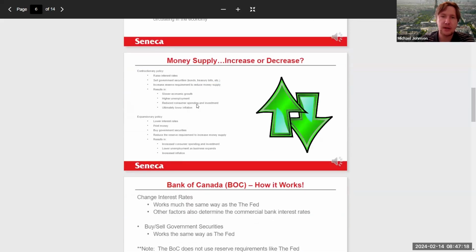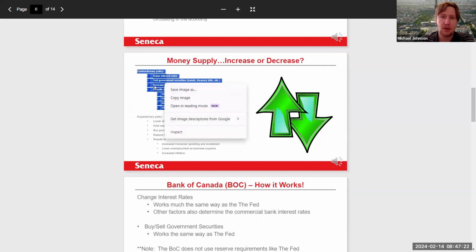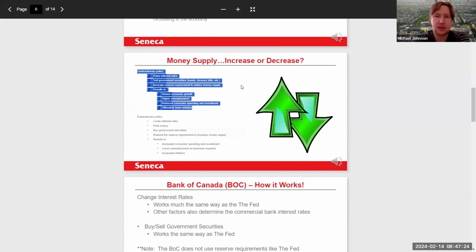So to decrease the money supply, this is what they do. They raise interest rates. They sell government securities, bonds, treasury bills, etc. They increase reserve requirements to reduce the money supply. This reduces economic growth, causes more unemployment, reduces consumer spending and investment, and ultimately lowers inflation.